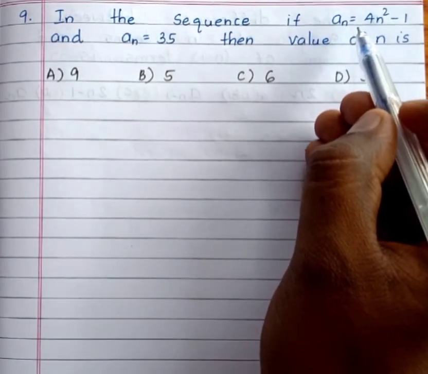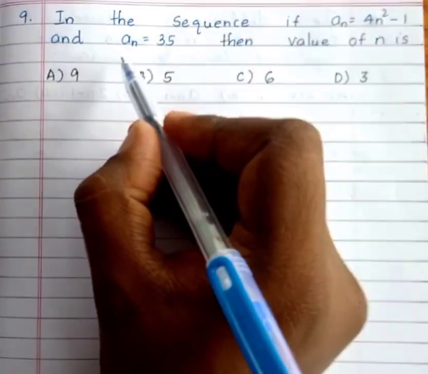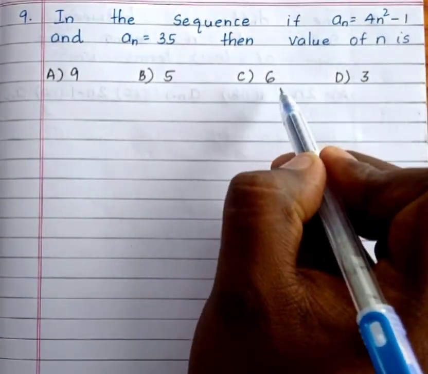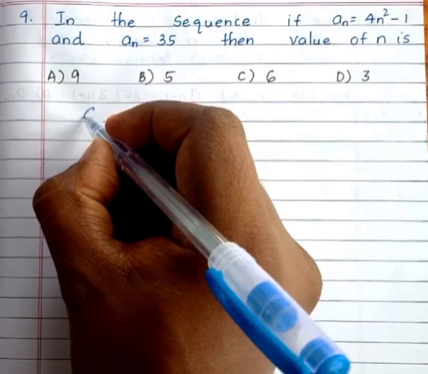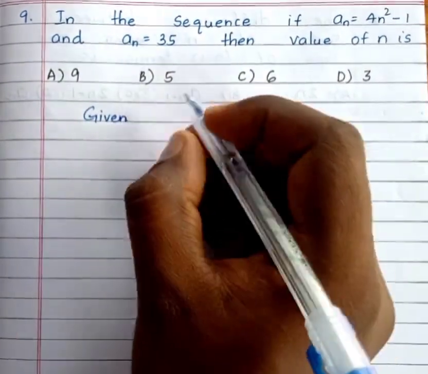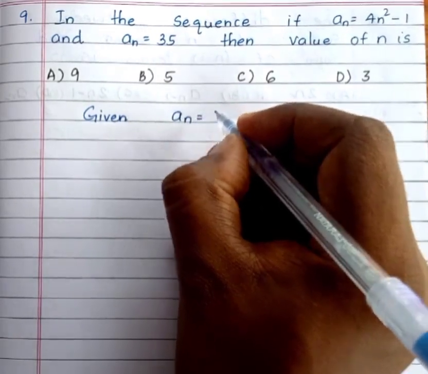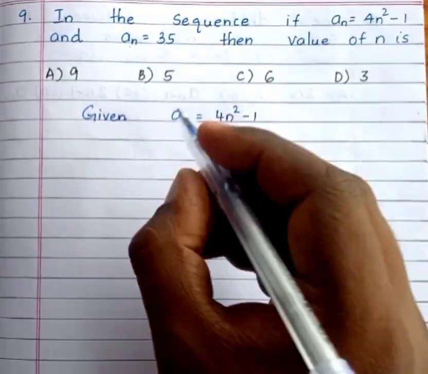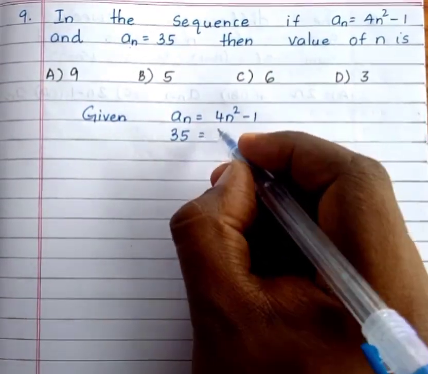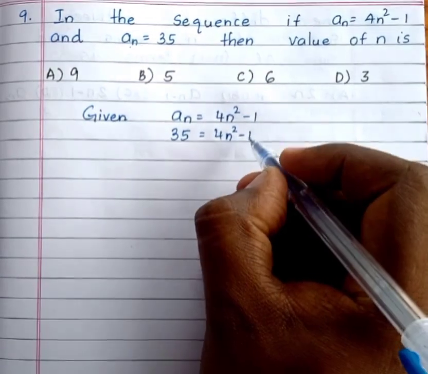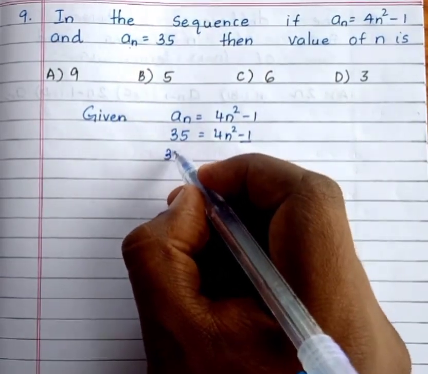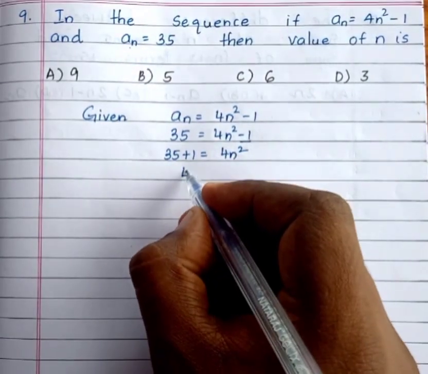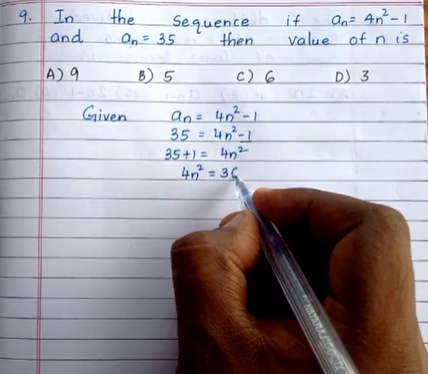Now, ninth question. In the sequence, if an equals 4n square minus 1 and an equals 35, then the value of n is. Now, the first step is write down the given nth term, that is an equals 4n square minus 1. Now substitute the value of an as 35, that is 35 equals 4n square minus 1. Shift minus 1 to LHS, we get 35 plus 1, which is equal to 4n square. Now 4n square equals 35 plus 1 is 36.